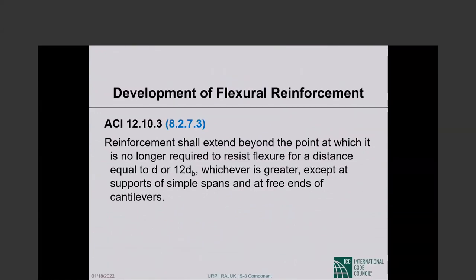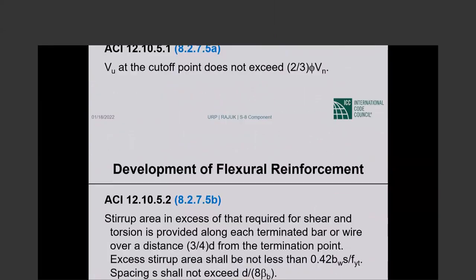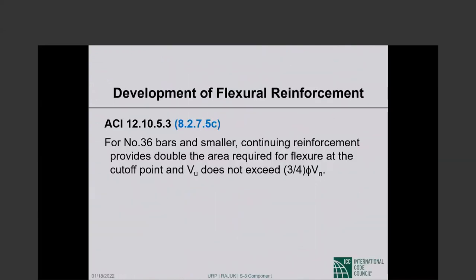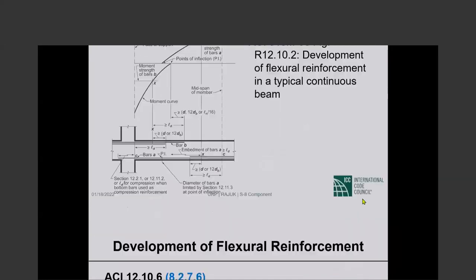What was said here. Okay, so both of the things are important. The d_b or 12 bar diameter, but this is no less important, that the continuing bars have to have full development length beyond the theoretical point of cutoff.